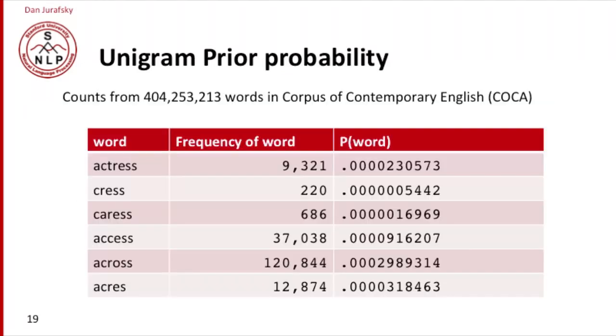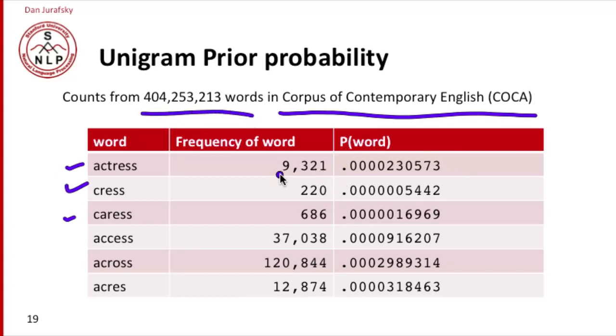So let's look at an example of a language model. Here I've picked just a very simple unigram. In this case, we've computed the unigram from the Corpus of Contemporary English, one of many possible corpora. And here are some counts of the different possible candidates: actress, cress, caress, and so on. Here's their frequency, and normalized by the total number of words, we get a probability. Here's the total number of words. Normalizing this count by the total count, we get probabilities. So here are probabilities of words assigned by a unigram language model.